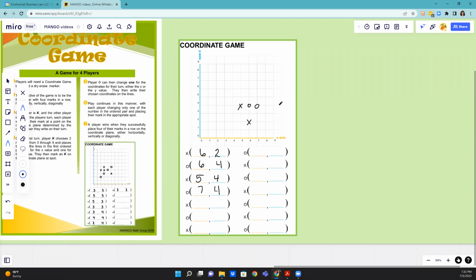The players can try to block if they want to, but they ultimately do not want the other player to get 4 in a row. So they do what they can strategically to get their 4 in a row and try to prevent the other player from getting 4 in a row. It takes a lot of thought as they plot out these points. So enjoy this game.